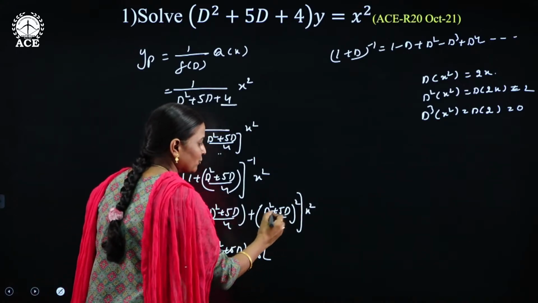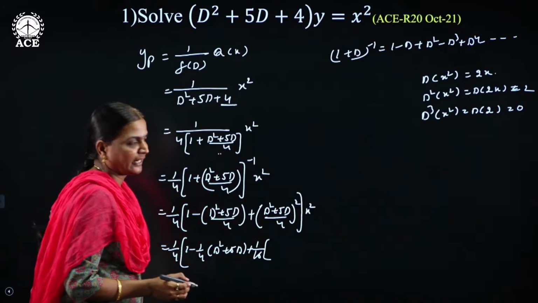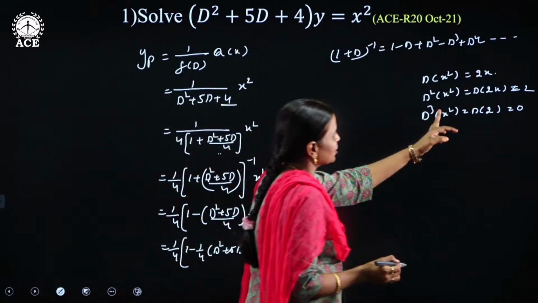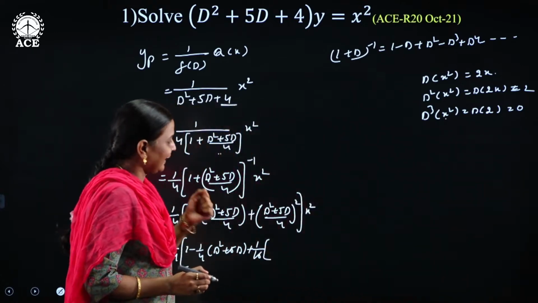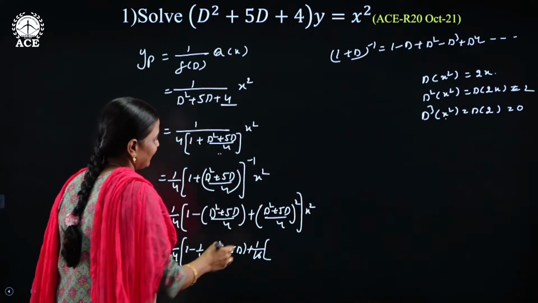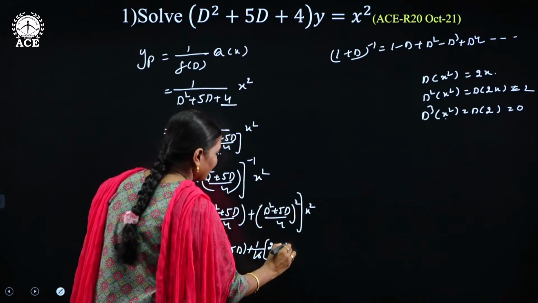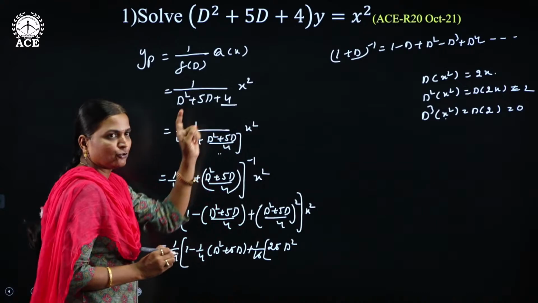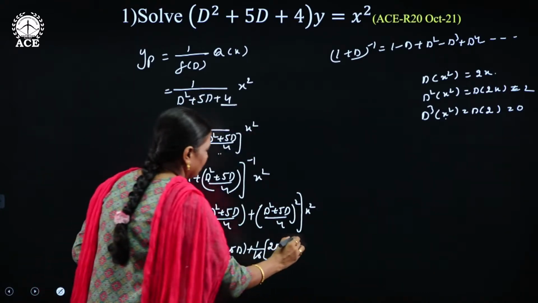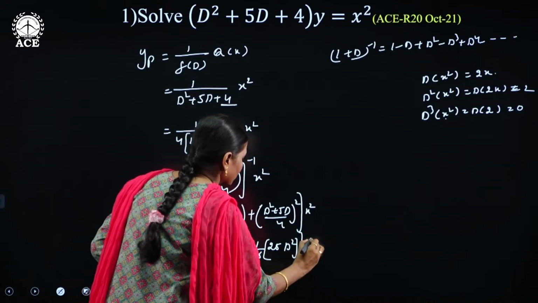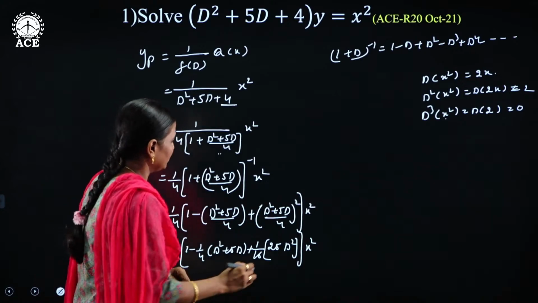Next, plus 2ab. So 2 into D square into 5D, that is equal to 10D cube. So what is the differentiation? 3 times the differentiation of x square is 0. Neglect the term also. Next, what is the next one? 5D whole square, that is equal to 25 into D square, because 2 times the differentiation of x square is 2. So that's why consider that term into x square. Now operate this total expression with x square.